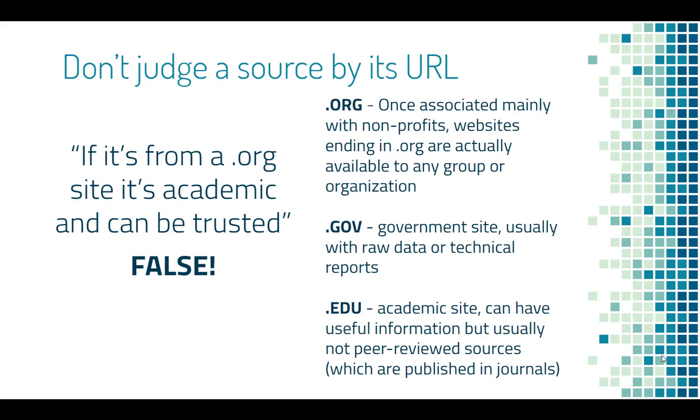.edu is an academic site that can have useful information, but usually is not a peer-reviewed source, something that has been looked at and examined by other academics and experts with that type of authority, and which are usually published in journals. So the information may be valid, but may not necessarily be viewed as good as a source that comes from an academic journal.